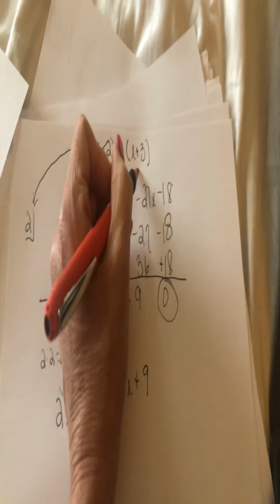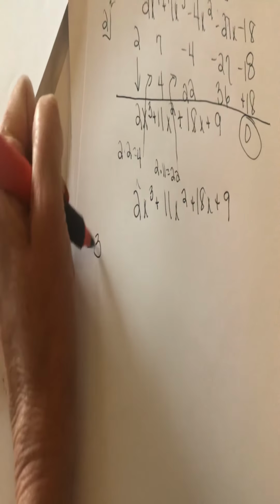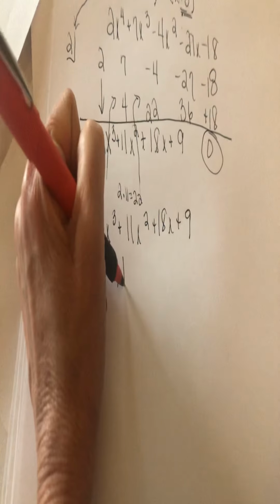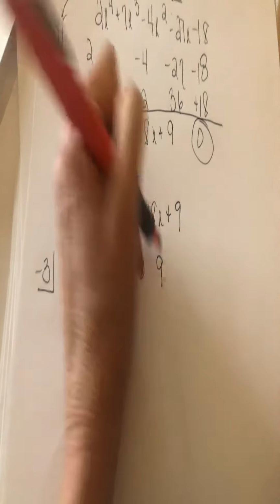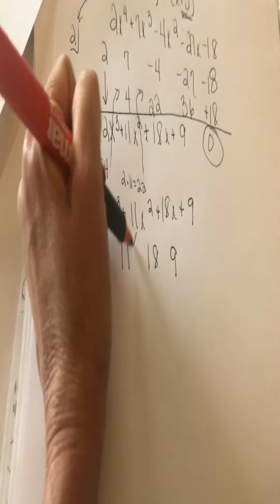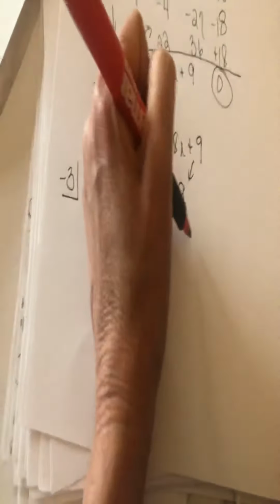We still can't factor it, but don't forget, they gave us another root to try, which is x plus 3. So I'm going to change that sign and make it a negative 3. And we're going to bring down the 2, the 11, the 18, and the 9. Okay, so we've changed the sign of the x plus 3, and then we just simply brought down the coefficients of our new polynomial.